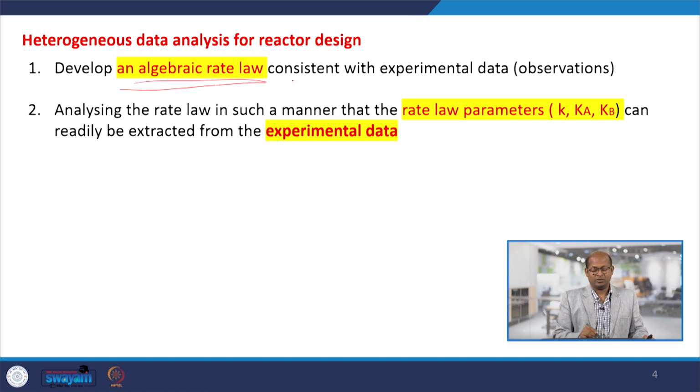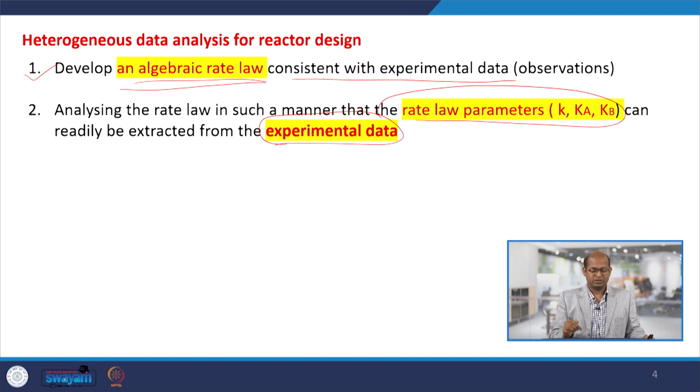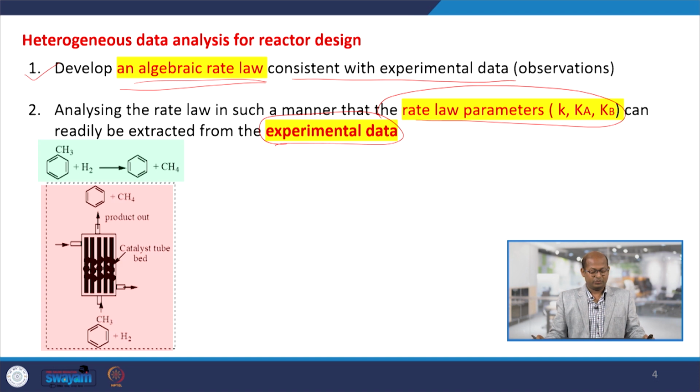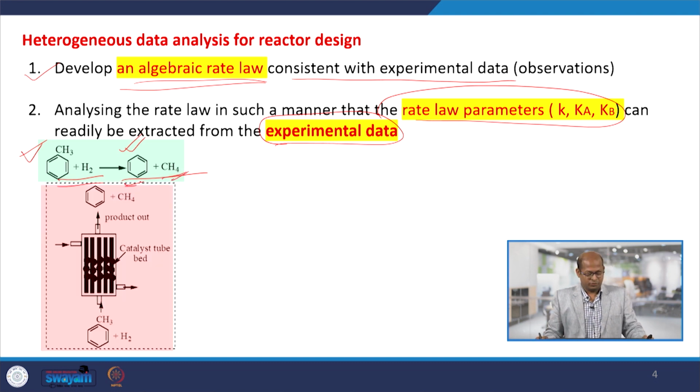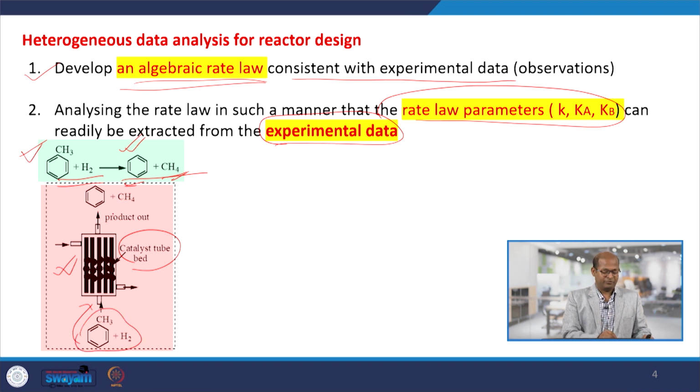First we have to develop an algebraic rate law that will be consistent with the experimental observations of the data, and then find the rate law parameters by using experimental data. Here, let us say our reaction is toluene to benzene formation, a hydrogenation reaction. If toluene and hydrogen react in the presence of a catalyst, they give benzene and methane. Here we have taken a packed bed reactor in which the catalyst is filled. From the bottom we feed toluene and hydrogen, and from the top we get benzene and methane, which are the products.